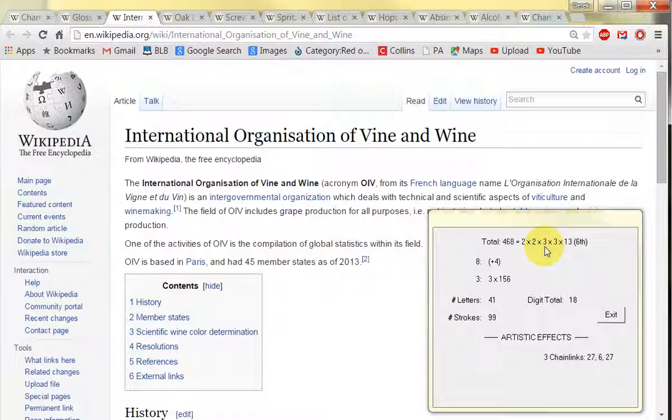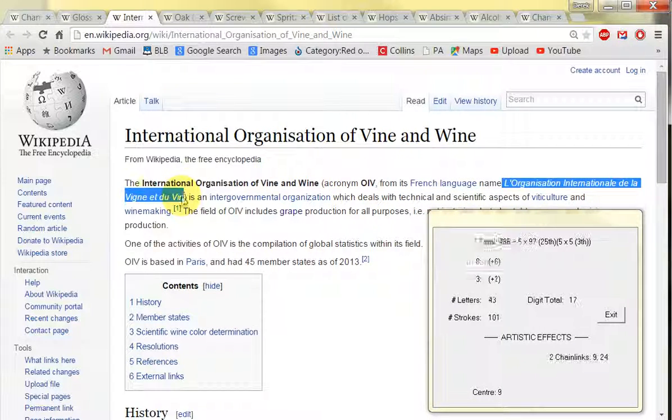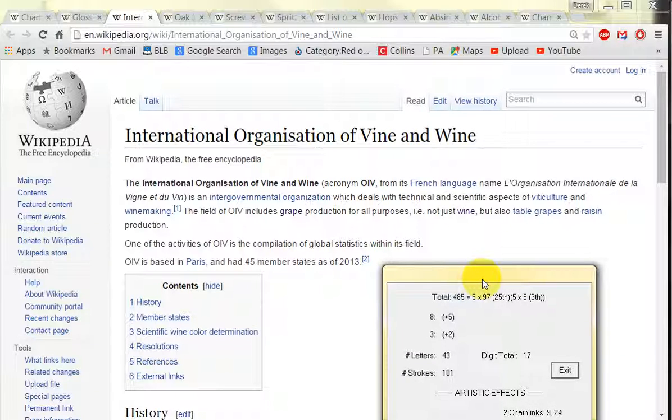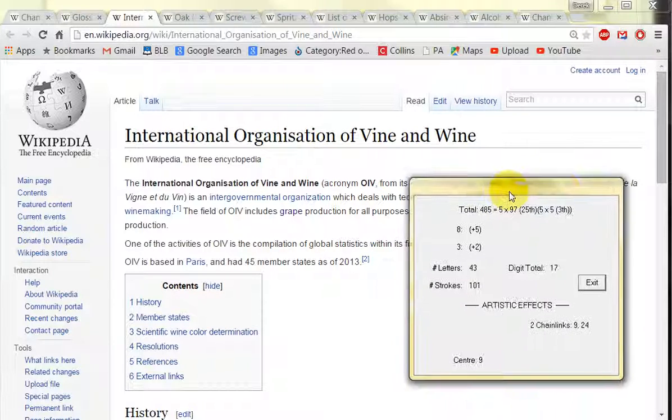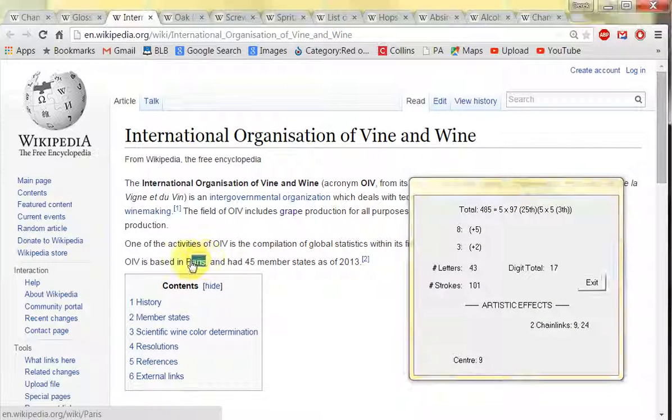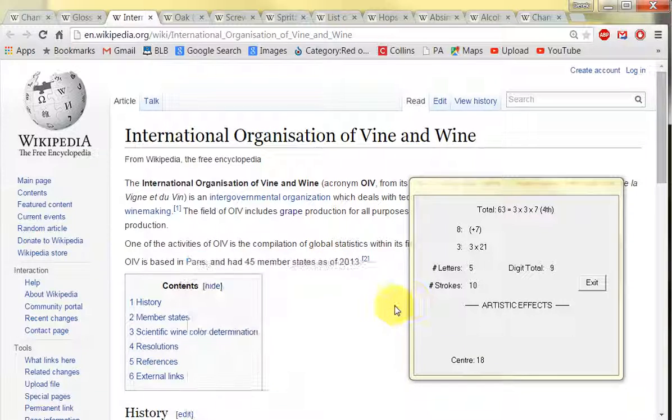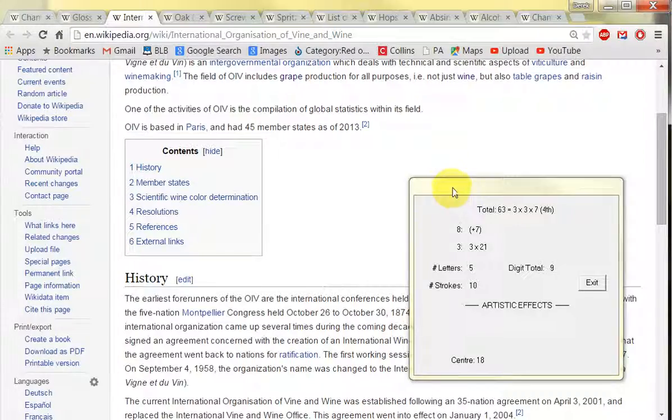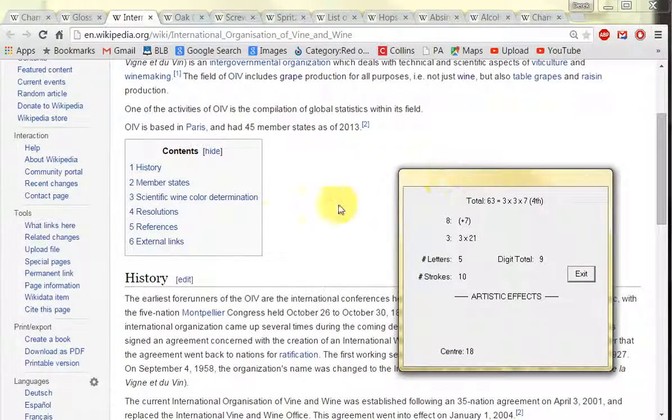That's screamingly high. Third prime times the square of the third prime. Of course it's based in Paris, because Paris divides by 3. Containing love. 1874, that's too cool.